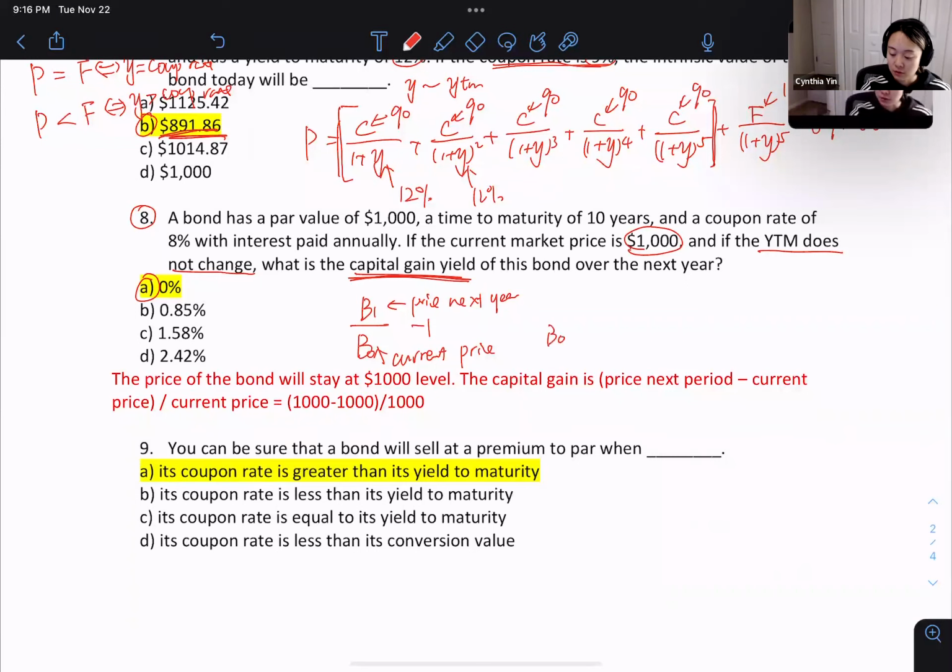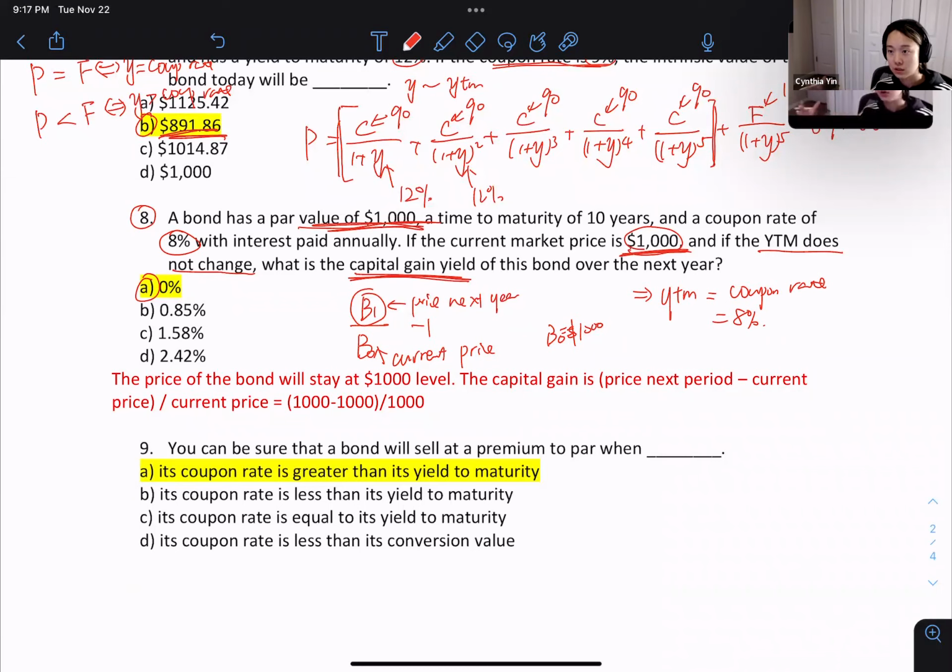So you know B0 equals 1,000. The question is, what is B1? That's the tricky part of this question. Because the current price equals the par value, it goes back again to the argument that I emphasized so many times. When the price equals the par value, what does it mean? It means the yield to maturity equals the coupon rate, right? It implies that yield to maturity equals coupon rate equals 8%, because the coupon rate is 8% in this question.